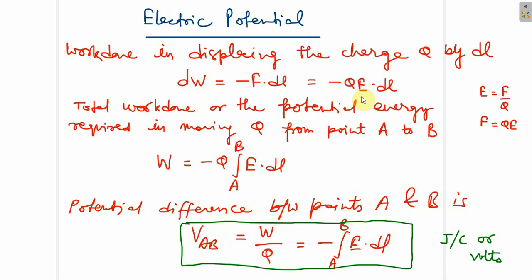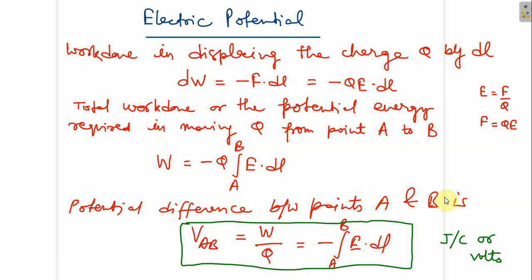Hello dear students. So in the last class we had discussed the electric potential. We had seen that VAB is equal to W upon Q, and that is equal to the negative line integral of the electric field intensity from the point A to B, since we had to represent the potential difference between the two points A and B.